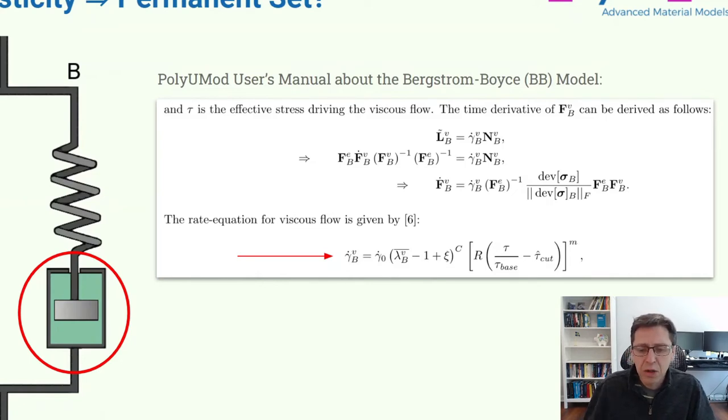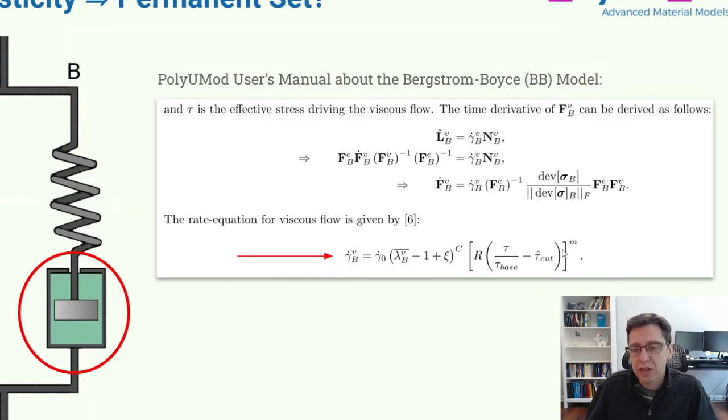So even though most of these viscoelastic material models, in some sense, are flow equations that don't have a yield surface, so don't have plasticity where you have a traditional yield surface, they can have a cutoff value, like I show here. So if the driving stress is below this, you won't have any flow at all.